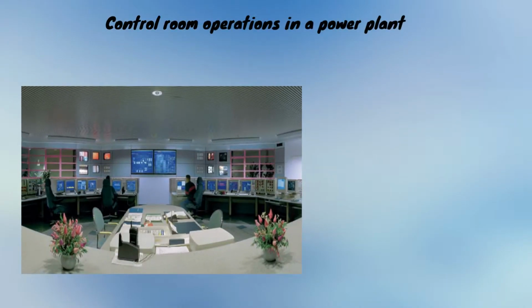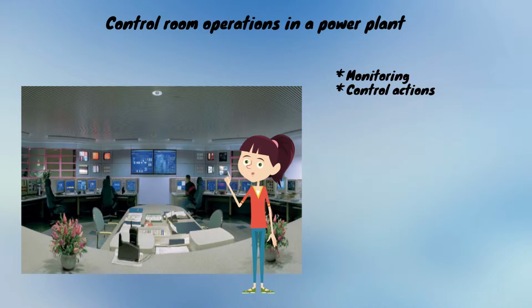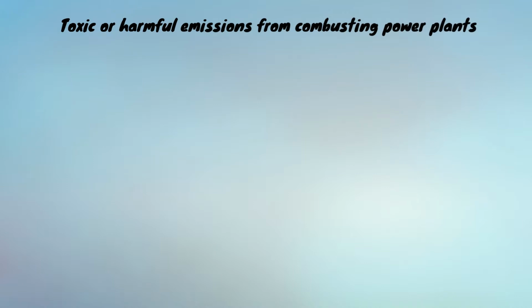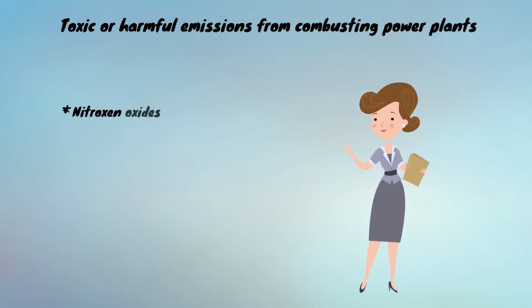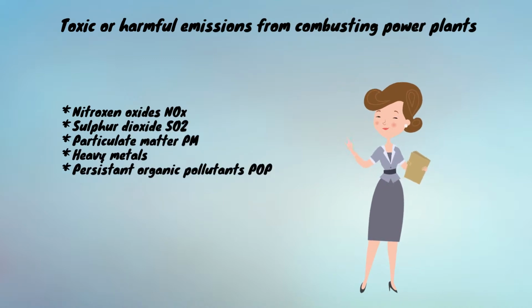Let's look at working in a central control room of a power plant. The operators monitor production using computer and video camera displays. When needed, they make some control actions, start machines, for example. You remember that from combusting power plants, we get some nitrogen oxides, sulfur dioxide, particulate matter, heavy metals, and persistent organic pollutants.